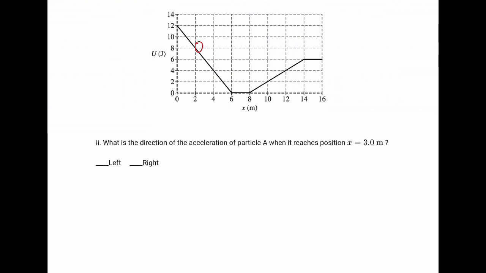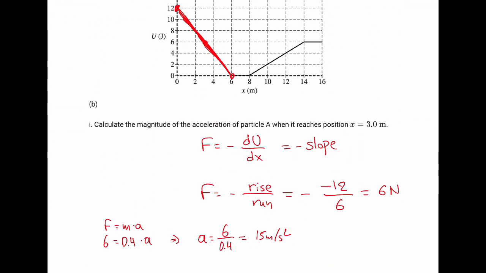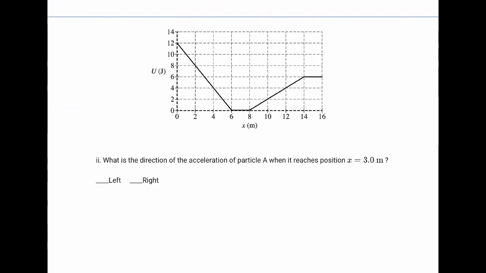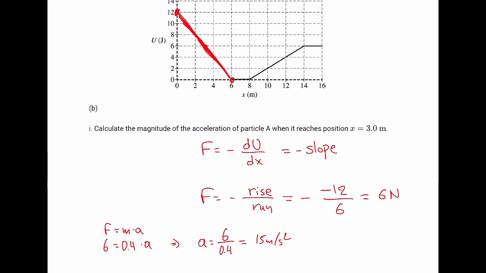However, since we find that the acceleration is positive, we can say that the direction of the acceleration is to the right. So it will tend to move to a position to the right. Again, this is because we found the value of the acceleration positive. And one more thing, because the force is minus the slope, and the slope is negative, the force has to be positive.